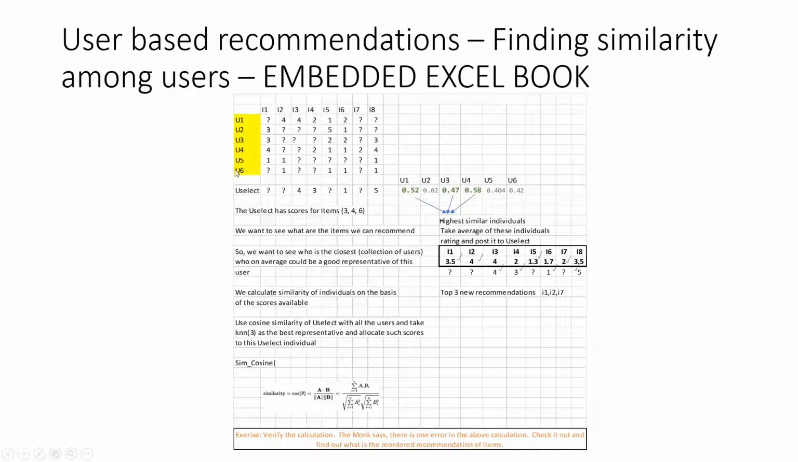Can you interpret everything now? How about this? U5. The first person gave the U5 movie, whatever that movie is, a score of 1. The second person gave a score of 1. The third person did not give any score. None of them gave any score except the eighth person, which also turned out to be 1. So you understand this data, right? Everybody? Now I got a new movie.